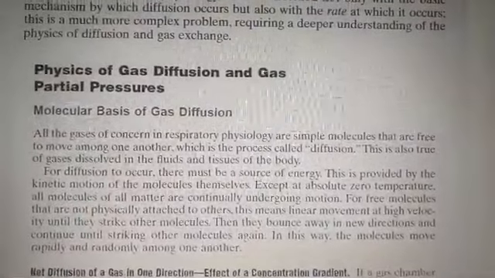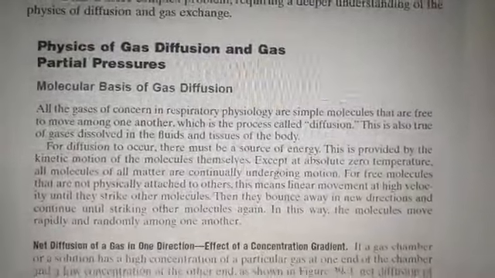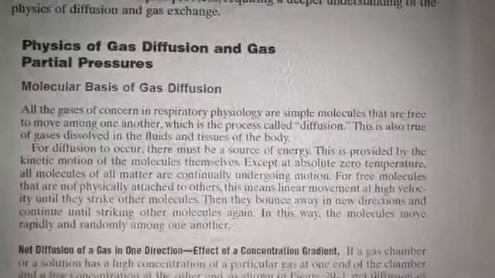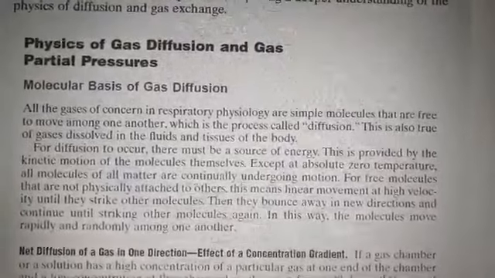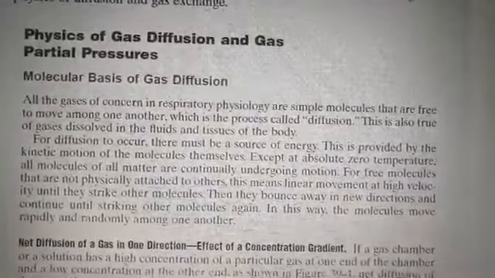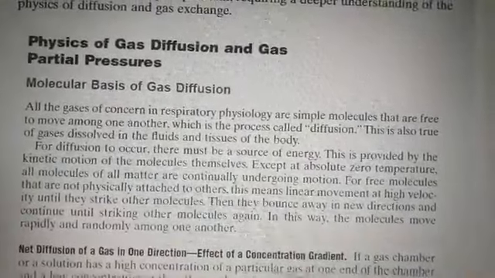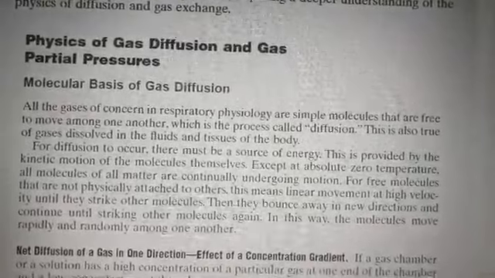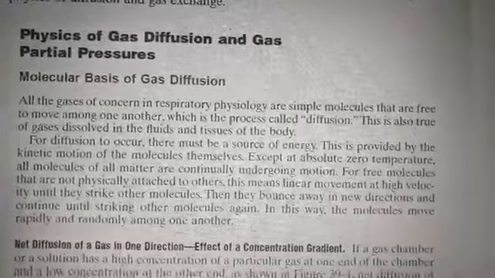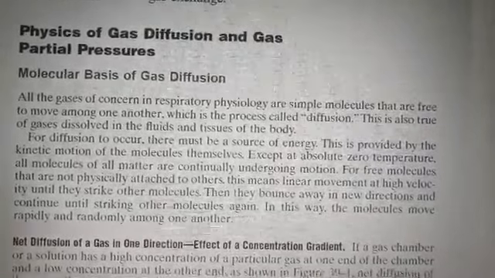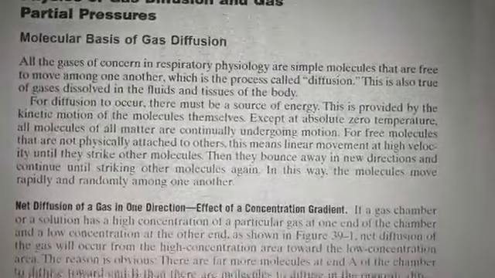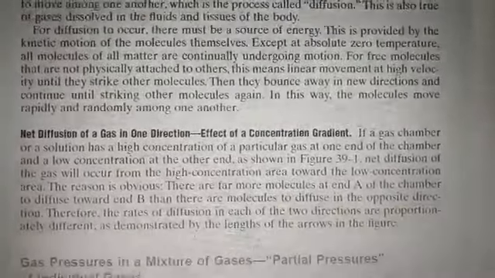And the physics of gas diffusion and gas partial pressure. First of all, the molecular basis of gas diffusion. So you know that for diffusion, the source of energy comes from kinetic motion of molecules. So when the molecules strike with each other, they produce kinetic energy. So this energy can be used for diffusion of molecules.